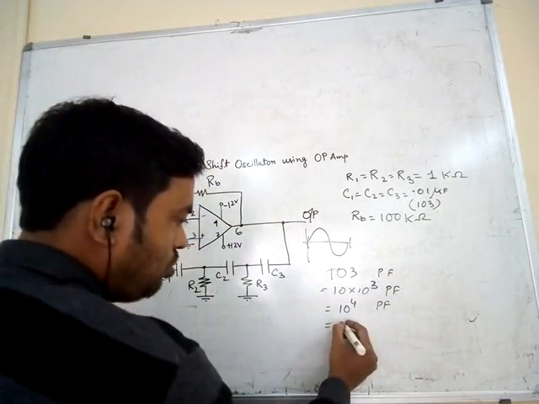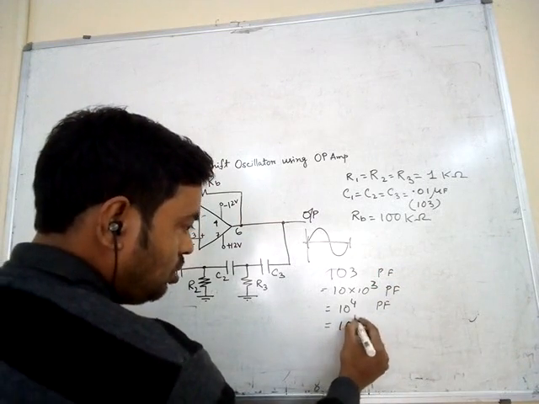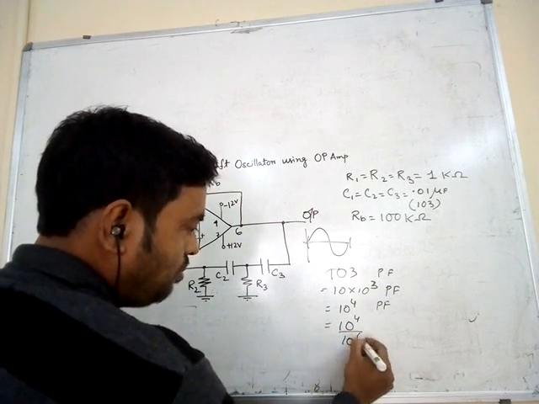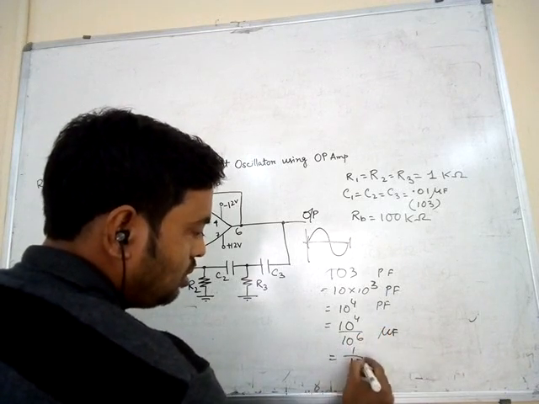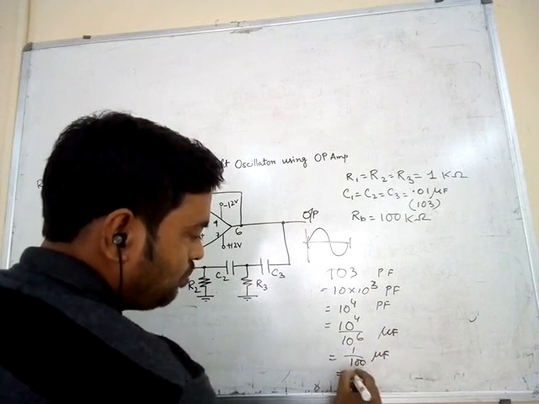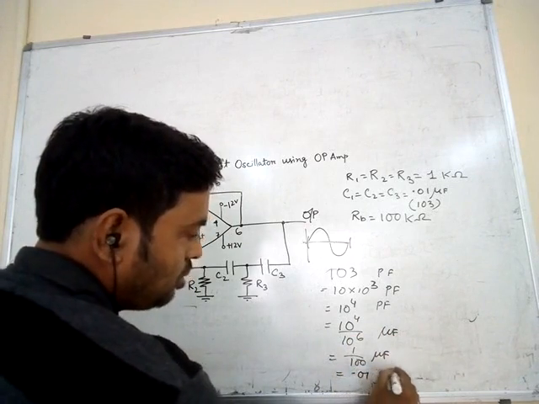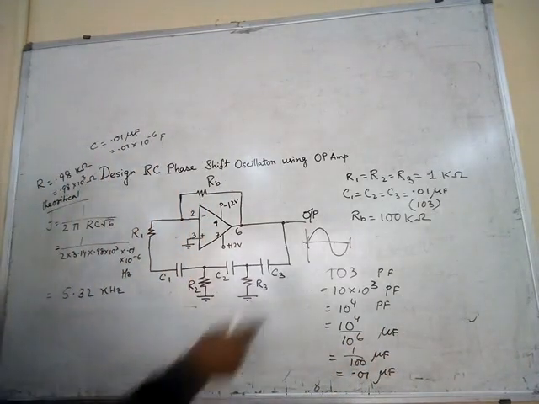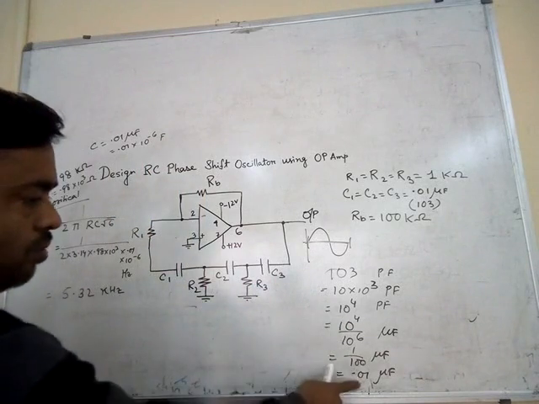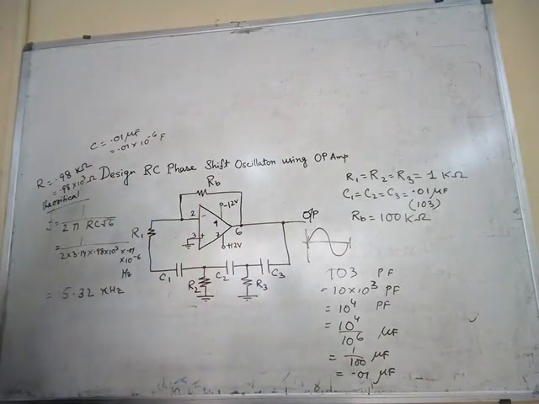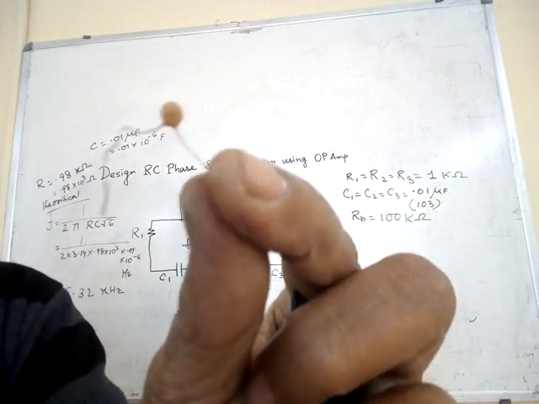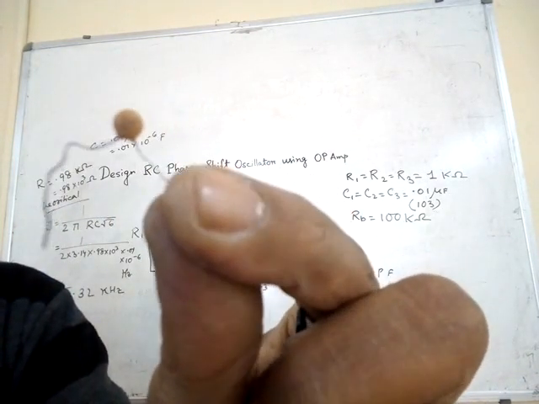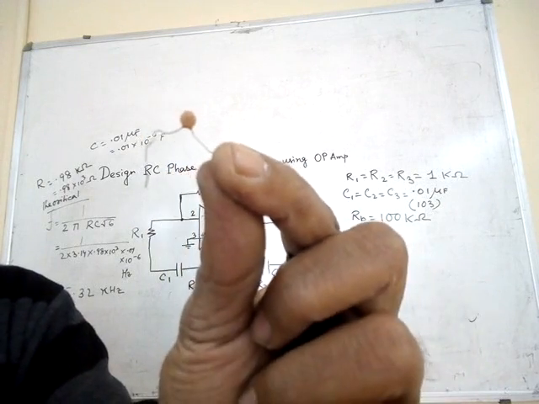If we want to go to microfarad, we have to divide by 10 to the power 6. That means 1 by 100 microfarad, it is 0.01 microfarad. So from 103 we get 0.01 microfarad. So this is the capacitor, 0.01 microfarad or 103. You can see the number.